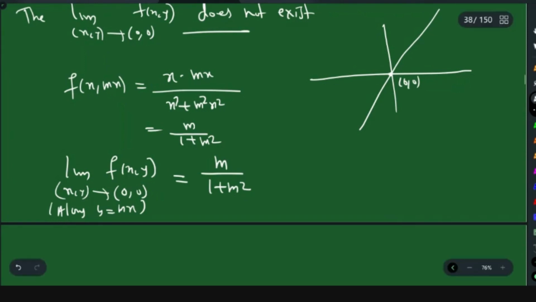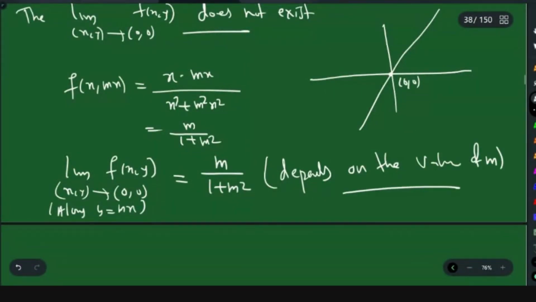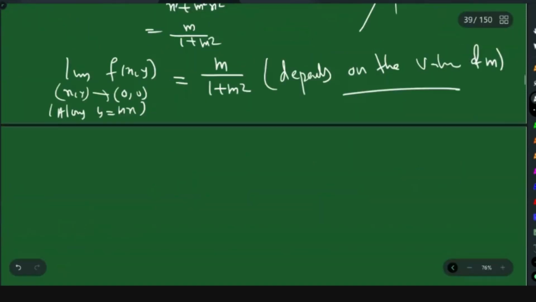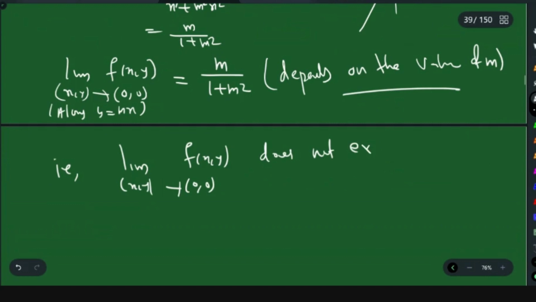It depends on the slope, the value of m. So we can conclude that the limit as xy tends to 0, 0 of f of xy does not exist. Okay, so this is the thing.